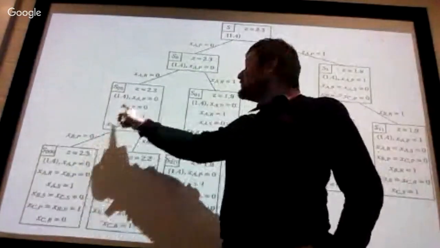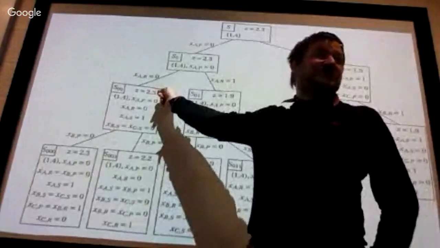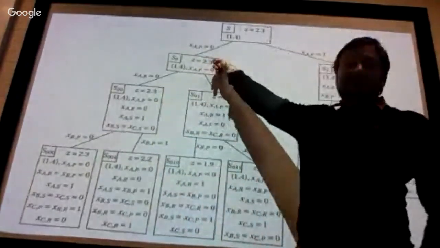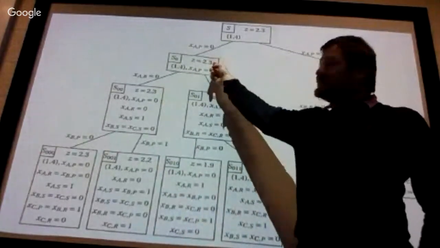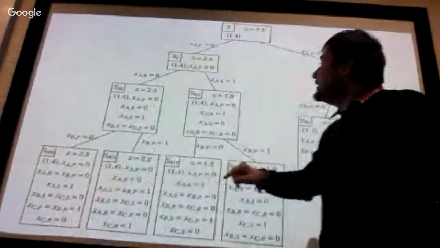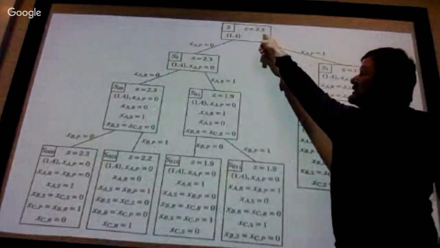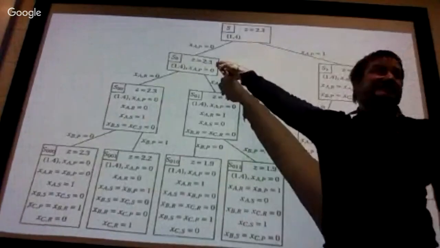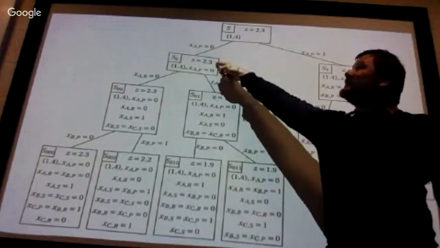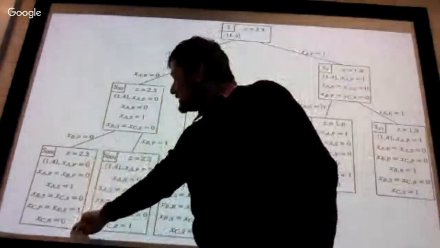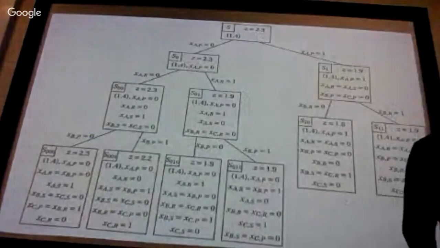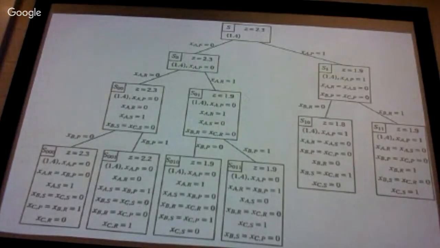The better one is 2.3. So the optimal solution here is going to be 2.3. So the optimal solution here is also going to be 2.3. And if we go back, then the best of the children again is that one, which is 2.3. And so like this, we can determine the best possible solution. So the optimal solution is 2.3.